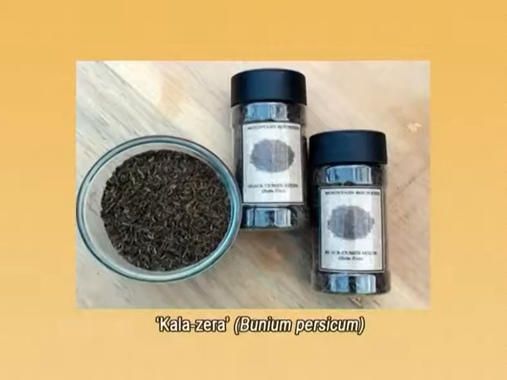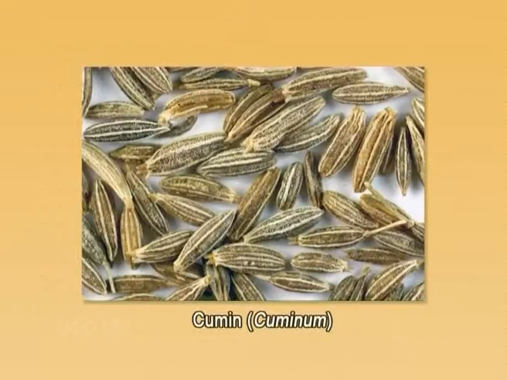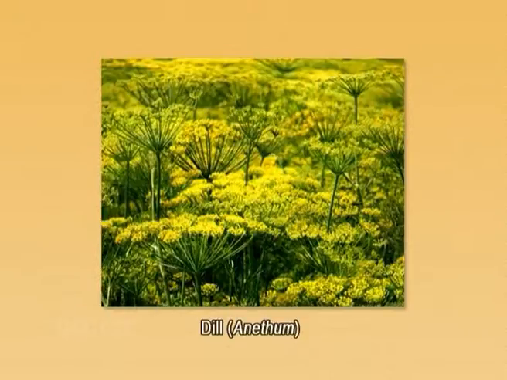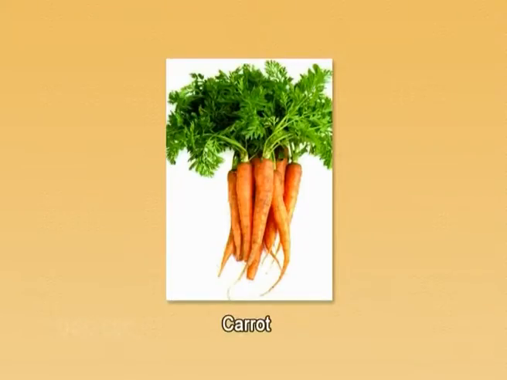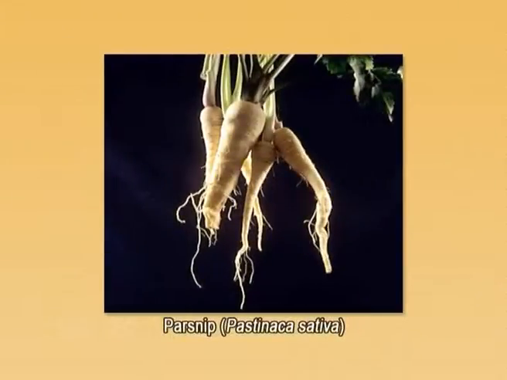even our own Kala Zira by the name of Bunium persicum, parsley, Petroselinum, cumin, Cuminum, and dill, Anethum. These are the various common spices that belong to the family Apiaceae. Some of the species which belong to the family Apiaceae are used as food, such as the common carrot, scientific name Daucus carota variety sativus, and even the parsnip, scientifically known as Pastinaca sativa. These two are used as root crops.